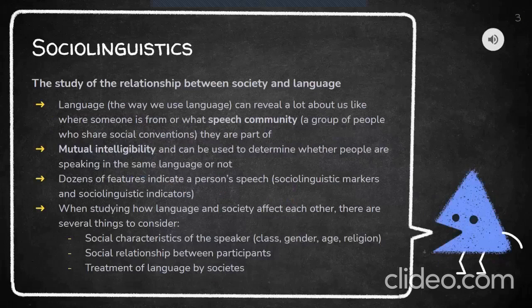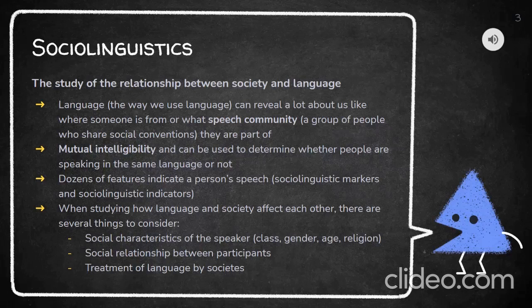Sociolinguistics is a study of the relationship between society and language. So language and the way we use language can reveal a lot about us, like where someone is from or what speech community they are part of. Basically, the different ways that we speak are influenced by things like who we grew up with, where we live, our culture, and other social factors. And the way we feel about how we speak or how others sound to us are influenced by society. So sociolinguistics takes all of these factors to study how language forms part of our identity.